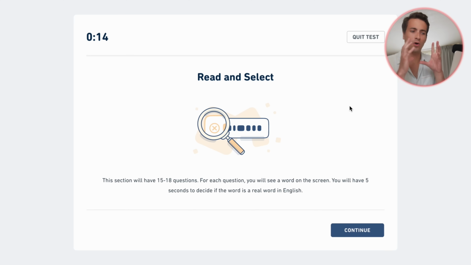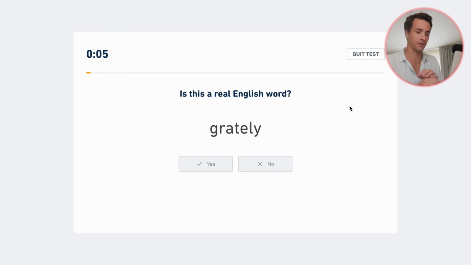All right, the test will always start with read and select questions. So you will have to select the real English words. And Duolingo tries to trick you by putting words that sound real or that have spelling mistakes. So we'll see some examples.